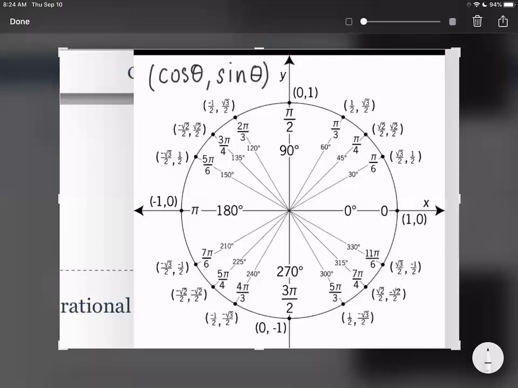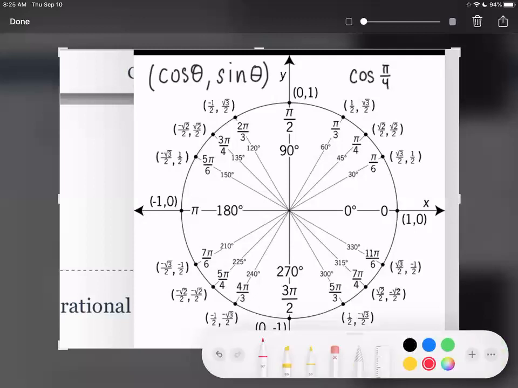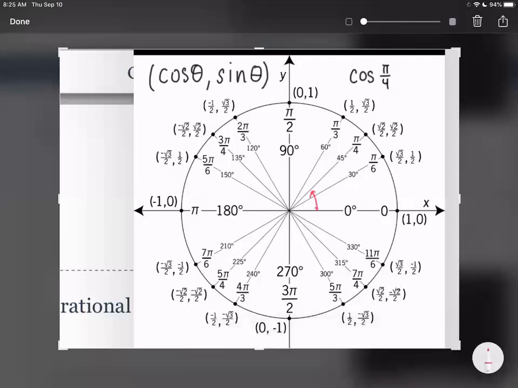So if we're looking for cosine of pi over 4, then what you do is you look for pi over 4. Here's the pi over 4 angle. You just look for it on the unit circle, and then you take note of this coordinate dot. And then let's take a look at what it says as our x and y values.